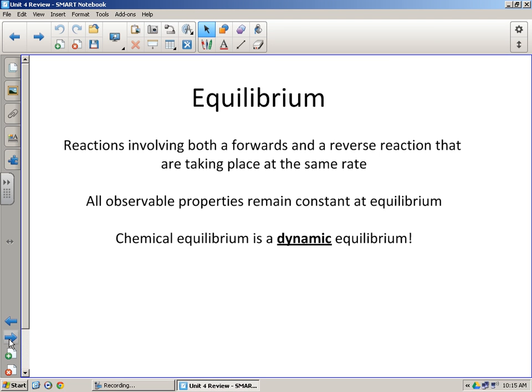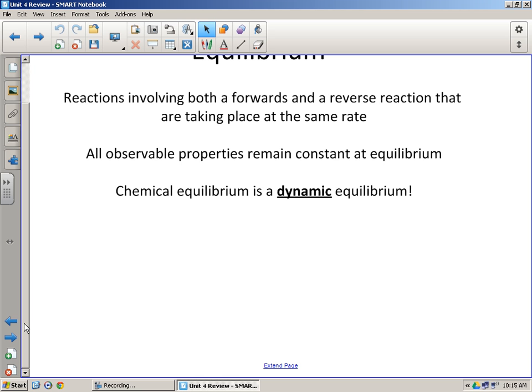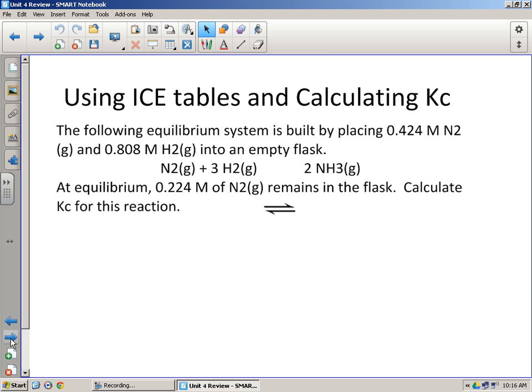Equilibrium, last one. Reactions involving both forwards and reverse reaction taking place at the same rate. All observable properties like pH, things like that, remain constant at equilibrium. Chemical equilibrium is dynamic equilibrium, which means basically it's changing at a molecular level. So little tiny atoms and molecules are rearranging. Of course, you don't see that happening, but that's in fact what's happening there.